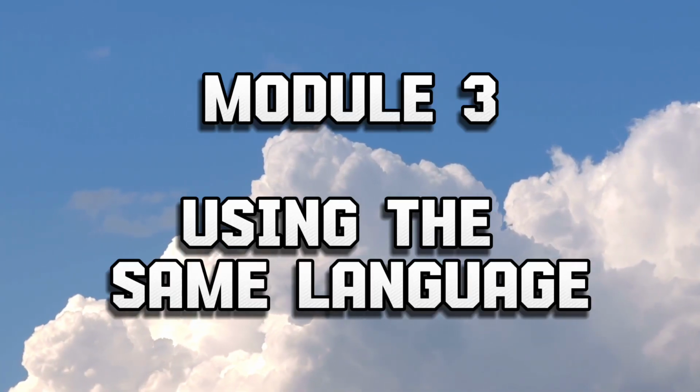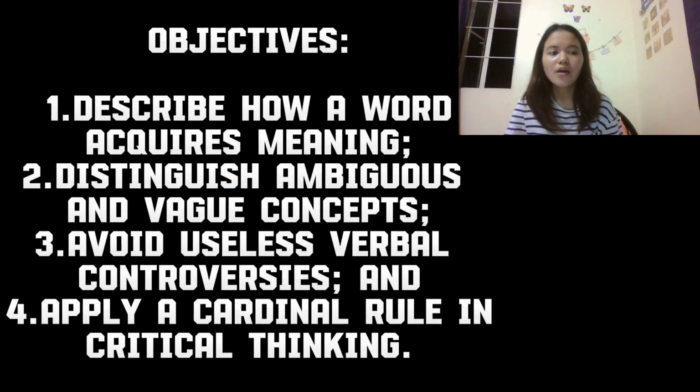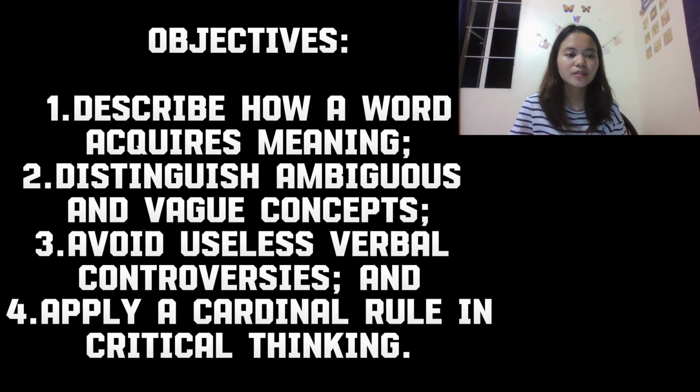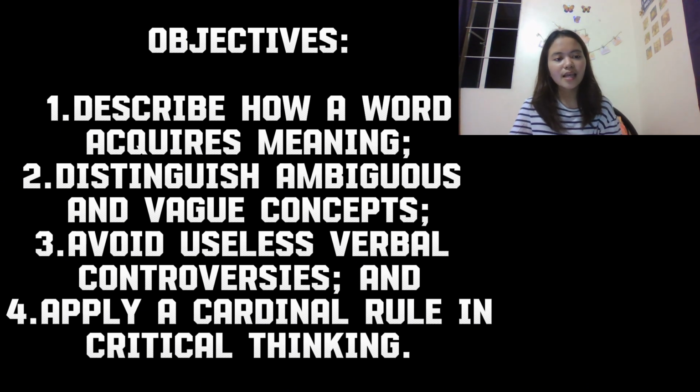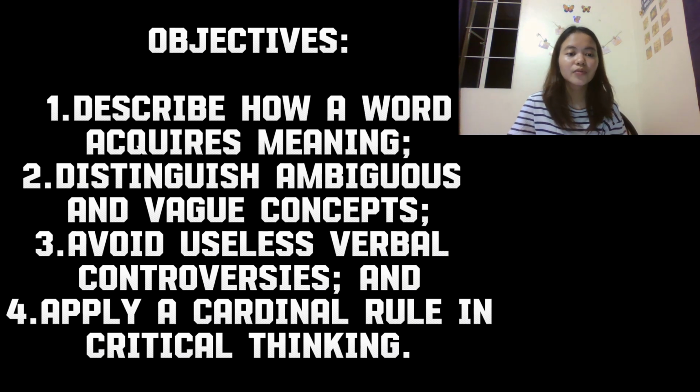Module 3 tackles using the same language. The module elaborates Ludwig Wittgenstein's theory of meaning in terms of the use of a word. This module has four objectives. First is to describe how a word acquires meaning. Second is to distinguish ambiguous and vague concepts. Third is to avoid useless verbal controversies. And lastly, to apply a cardinal rule in critical thinking.